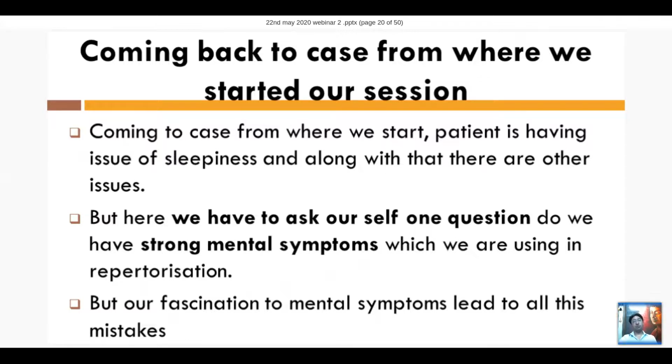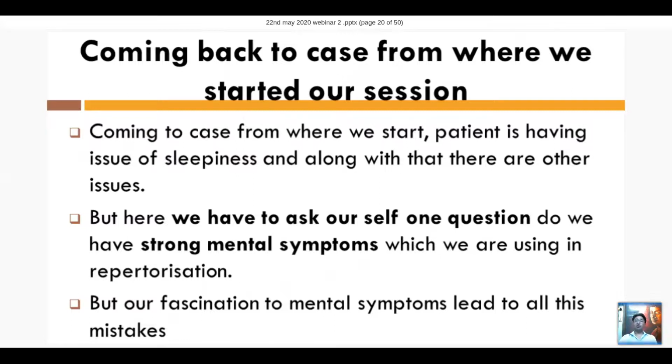So here is a very important understanding we should have. If in any given case you are considering prescribing a polychrest, you must have strong confirmatory symptoms to justify your prescription. Otherwise, you will fail. This is why we fail in this case. We have weak mentals, but due to our preference, we tend to ignore everything else and use weak mentals, which we get in one way or another.